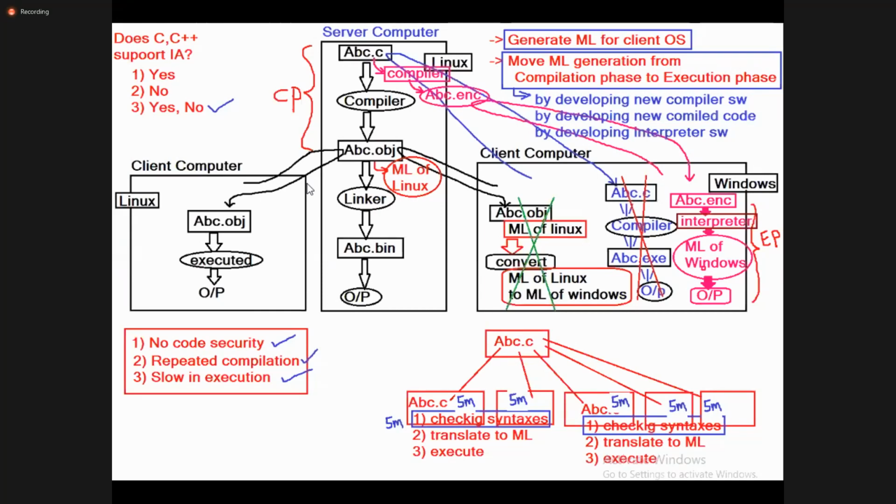That is a wrong statement. You achieved platform independency because of moving machine language generation from the compilation phase to the execution phase. Then why did you invent new compiler software, new intermediate compiled code, and an interpreter? Why did you create these three newly, to achieve moving the machine language generation from the compilation phase to the execution phase? If an interviewer asks how we can achieve platform independency, you'll say by using an interpreter.